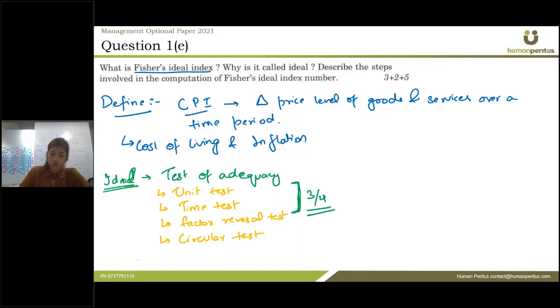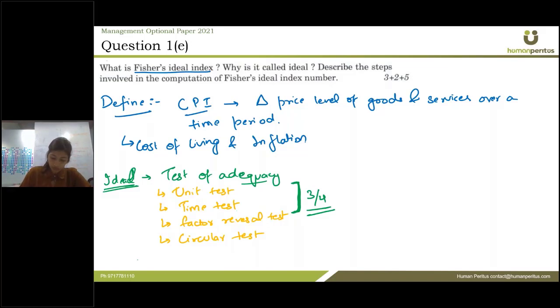Okay, so in this type of question, we'll write the tests of adequacy, we'll define unit test, time test, factor reversal test, and circular test in 1 or 2 lines, and then we'll say at the end that because it satisfies or qualifies 3 out of the 4 tests, it is known as the ideal, and it is the only index which qualifies the maximum number of tests.